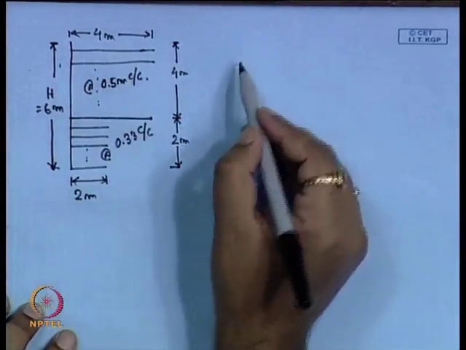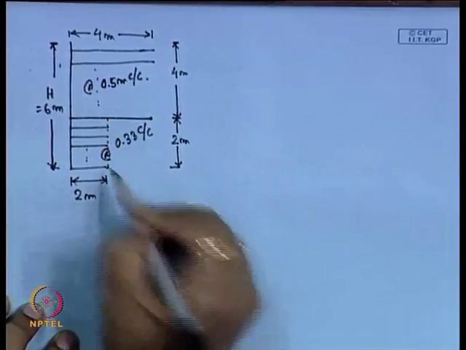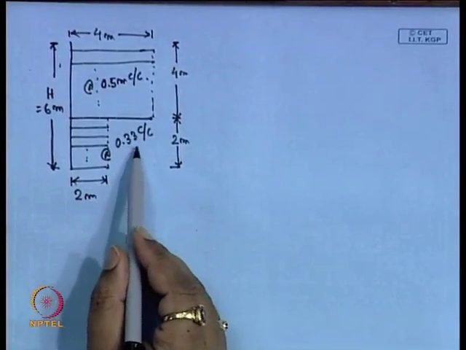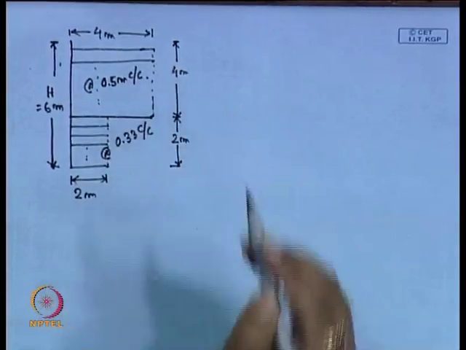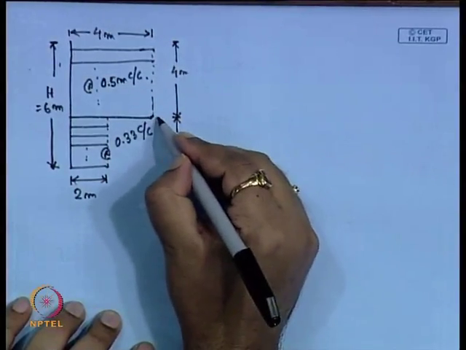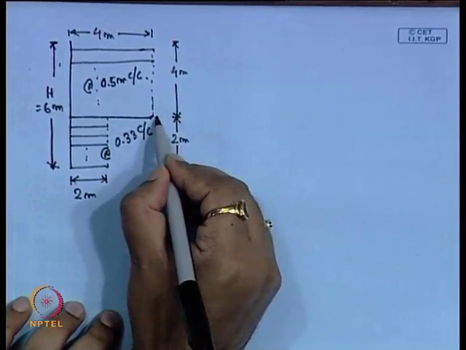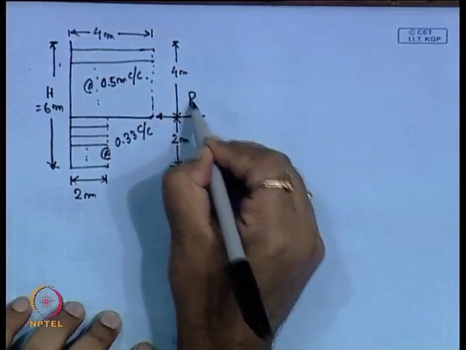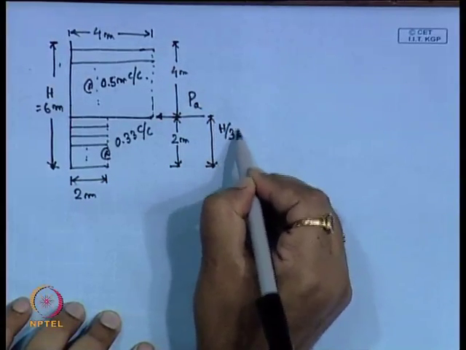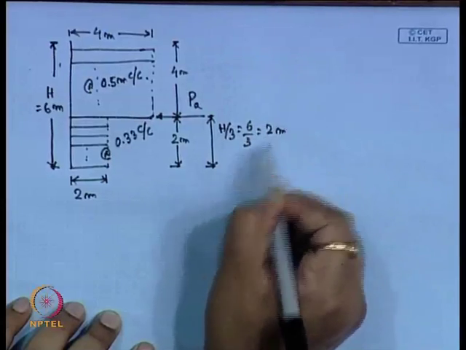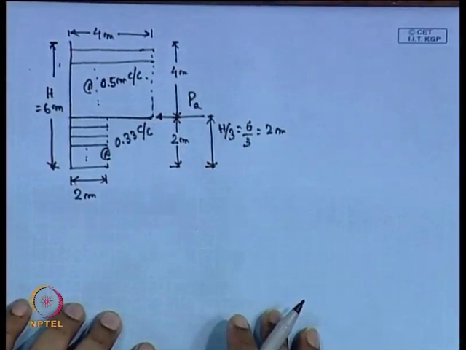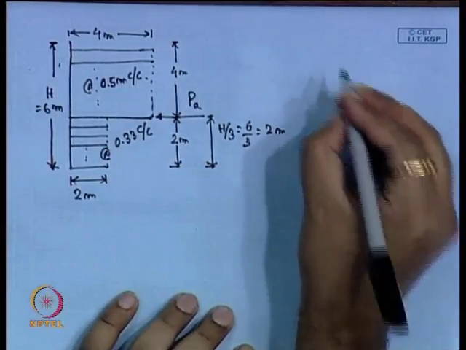So, that means if I consider this, here up to 2 meter the spacing is 0.33 center to center, and this is up to 4 meter. Now, the active earth pressure that is acting here, you can consider as P active, which is acting at a height of H by 3. So, that is 6 by 3, that is 2 meter from the base. So now consider the sliding, the overturning and the bearing capacity failure.